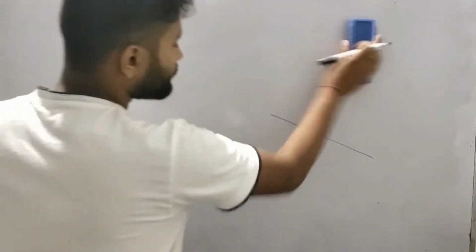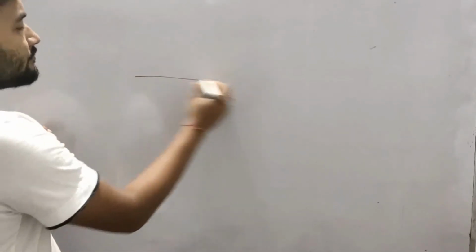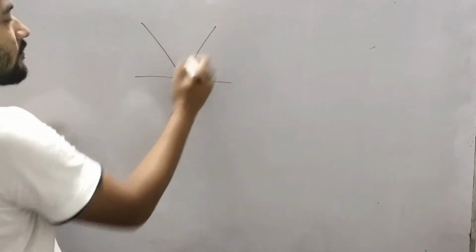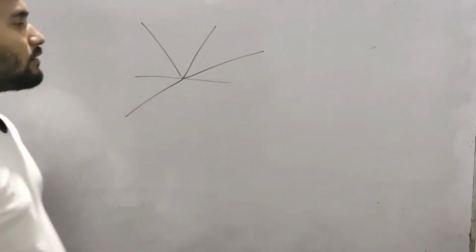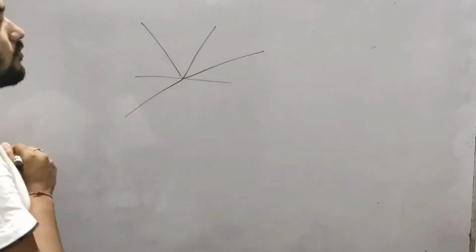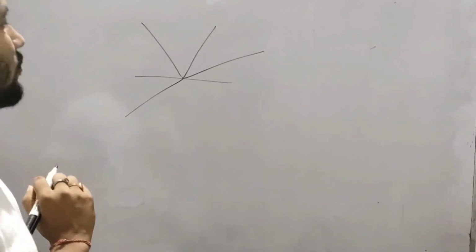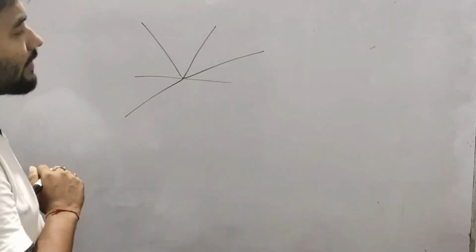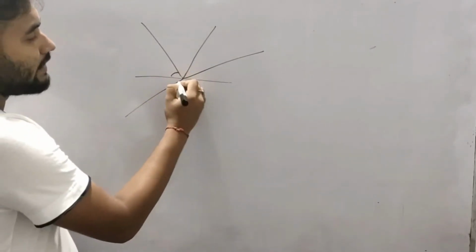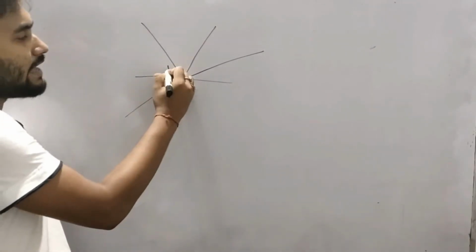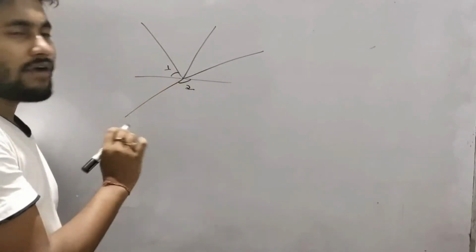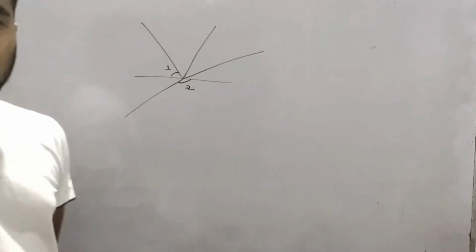One more diagram I am drawing. This diagram, I think, is there in the questions. Like this. Now, can you tell me which two angles are equal? Which two angles are vertically opposite angles? This angle and this angle, are they vertically opposite angles? See, this angle 1 and angle 2, are they vertically opposite angles or not? So you have to see whether they are formed by straight lines or not.